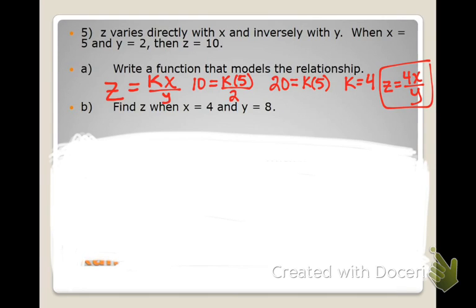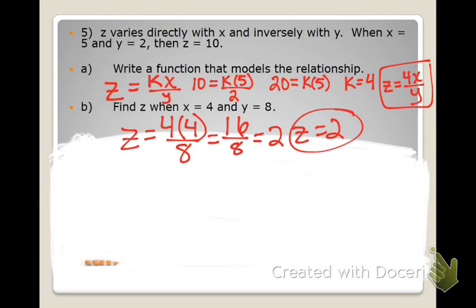Once you have that equation from part A, now in part B, all we're doing is using that equation. So we're finding z. So z equals 4 times what's going in for x. 4 divided by what's going in for y. 8. 4 times 4? 16. Divided by 8? 2. So z equals 2. Now we're done with number 5.